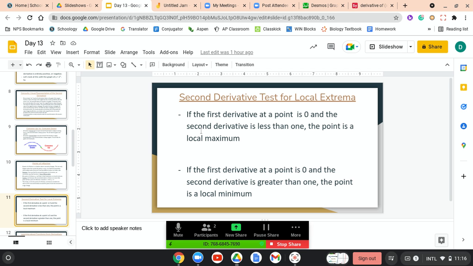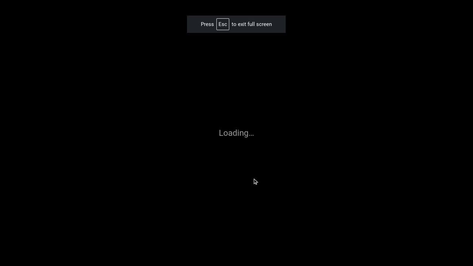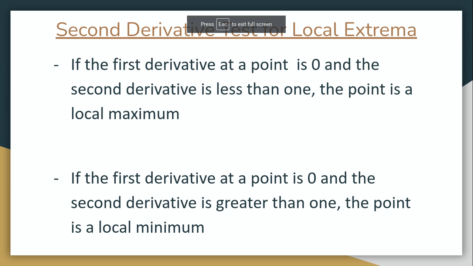The second derivative test for local extrema is one that's a little easier because you just differentiate the function twice. If the first derivative at a point is 0 and the second derivative is negative, then we have a maximum. Like we just outlined. If the first derivative is 0 and the second derivative is positive, then there's a minimum. So that's the second derivative test.